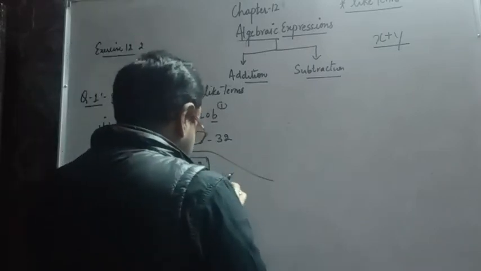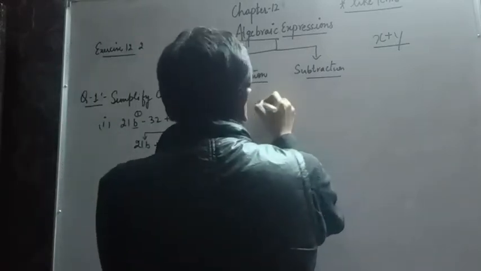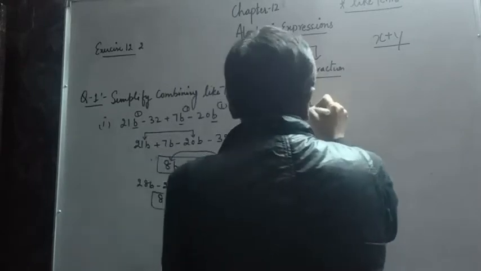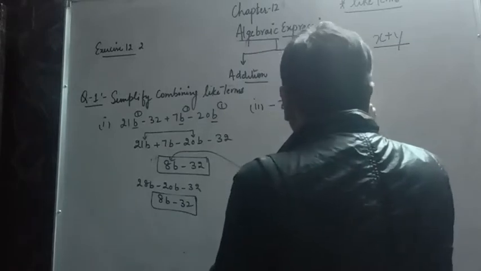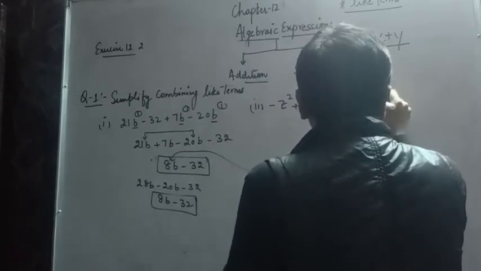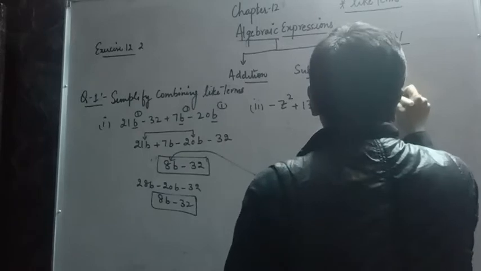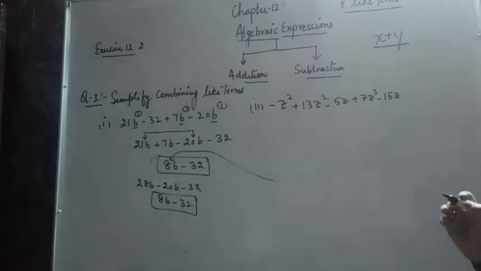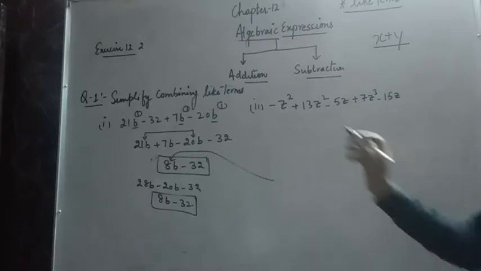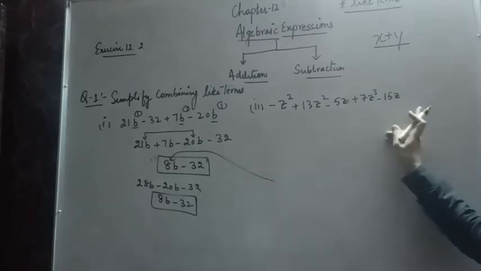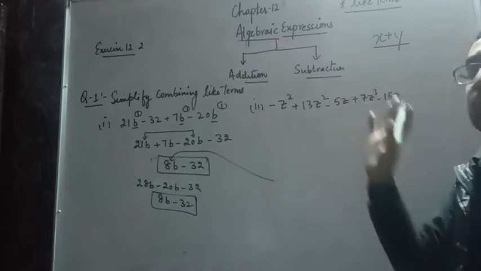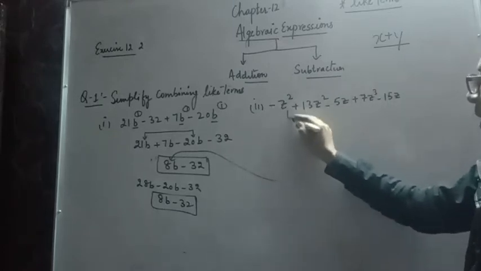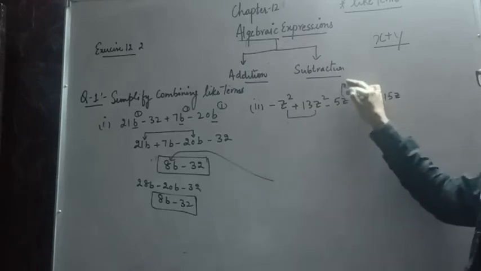Let's do the second part: minus z square plus 13z square minus 5z plus 7z cube minus 15z. Understand the question. The question is very easy. We have to take the like terms. See, the z variable is common everywhere. Secondly, power 2 means like terms. Power 1 means like terms. This is left.